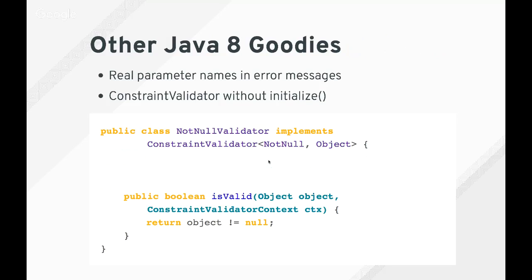And this gets a bit nicer now using Java 8 default methods. So the constraint validator contract has been changed in a way that the initialize method is now a default method which doesn't do anything, which simplifies the implementation of this kind of validators which don't need to access any kind of constraint attribute.